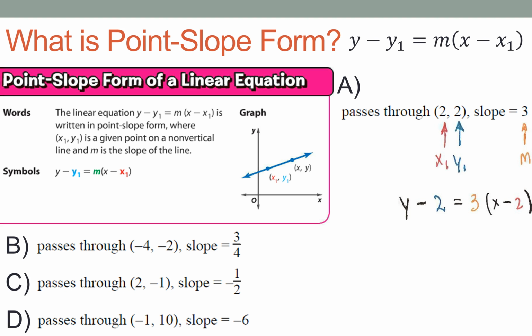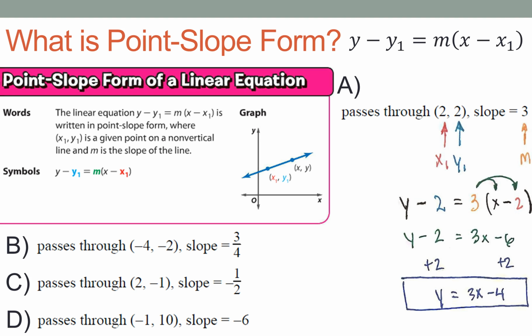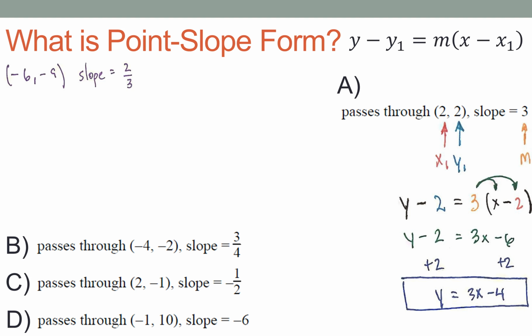From here, I'm going to distribute the 3. 3 times x is 3x, and 3 times negative 2 is negative 6. So y minus 2 equals 3x minus 6. Now I just move the 2 to the other side of the equation, and I have y equals 3x minus 4. This gives me the equation of the line in slope intercept form. I know you're looking at B, C, and D, and you notice that 2 of them have fractions. So let's do another example.